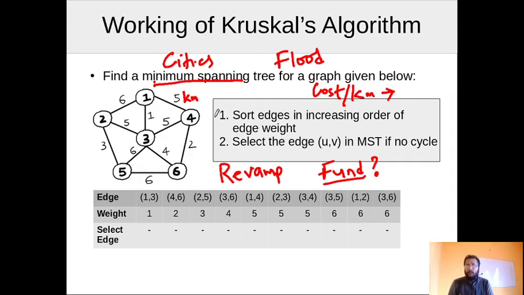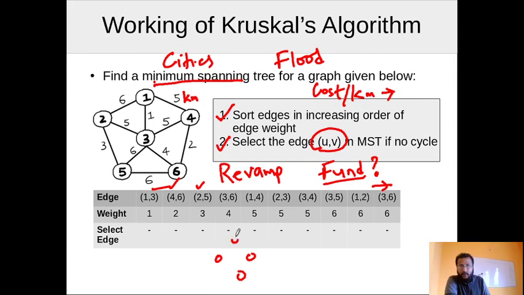So, first thing I have told you is to sort the edges in increasing order of weight. This is what I have done in the table. If you see 1 3, this is 1 kilometer length, the smallest cost, so I have sorted it: 1 3, then 4 6, then 2 5 and so on. So, it is sorted in increasing order. Number 1 is done. Number 2, you have to select the edge (u, v) in a minimum spanning tree if there is no cycle. You know what a cycle is, right? If these 4 vertices are there, if I connect this, there is no cycle, and if I connect this, again there is no cycle, but if I connect this, now there is a cycle. So, if it forms a cycle, you have to skip it, otherwise you select it.